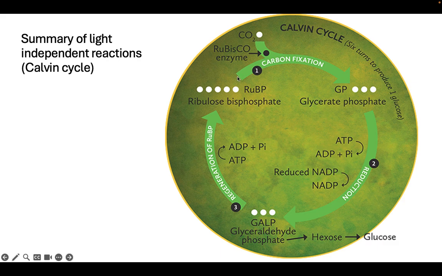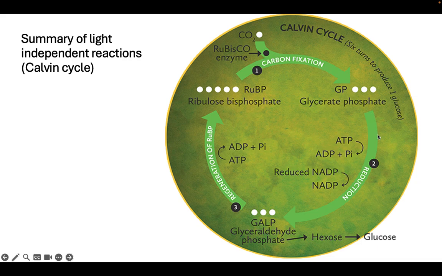And this 6 carbon compound is very unstable, and it very quickly breaks up into 2 lots of 3 carbon compounds. So you're going to end up with 2 lots of this compound called GP, glycerate phosphate. That's what these 3 circles represent, 3 carbons within this GP compound. So this is the first step of the Calvin cycle, called carbon fixation, because you're capturing that carbon dioxide and fixing that extra carbon atom and feeding it into the cycle.